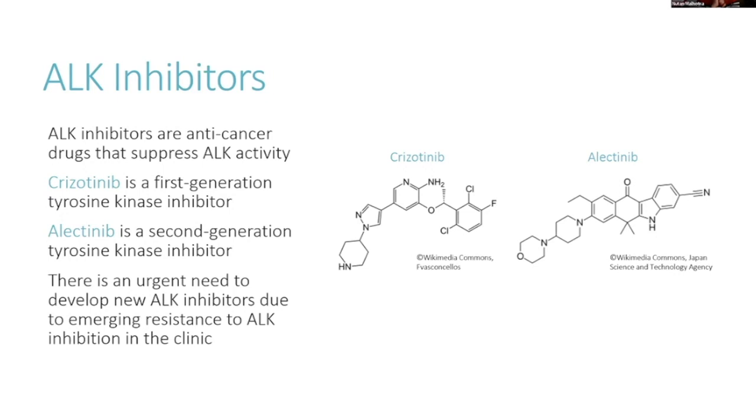Crizotinib developed resistance from spontaneous mutations in ALK such that it is less effective in treating non-small cell lung cancer. Alectinib, as shown on the right, is a second-generation tyrosine kinase inhibitor that is able to inhibit secondary resistance mutations found in non-small cell lung cancer patients treated with crizotinib. However, there's still an urgent need to develop new ALK inhibitors due to emerging resistance to alectinib and other ALK inhibitors in the clinic.